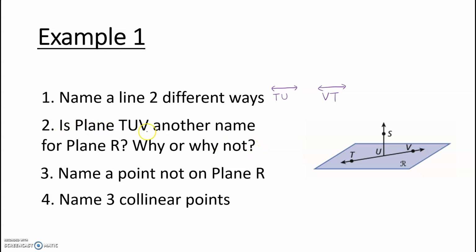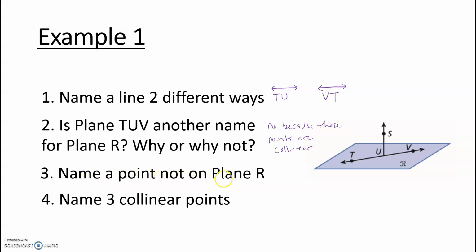Next one, is plane TUV another name for plane R? Why or why not? No, because those points are collinear. All right, remember you have to have non-collinear points.